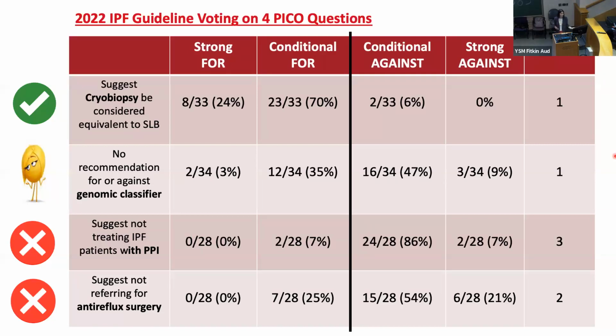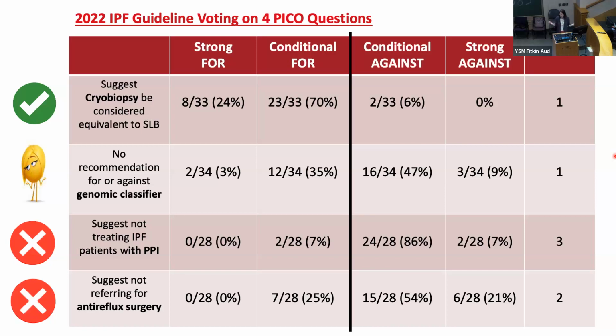So this is how the voting went on the IPF guideline for the four PICO questions. Basically, cryobiopsy can be considered equivalent to a surgical lung biopsy. And this is how people voted. So 94% of the committee members thought that was a reasonable approach.